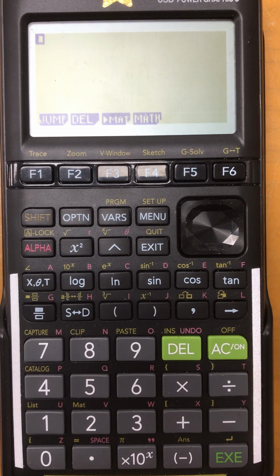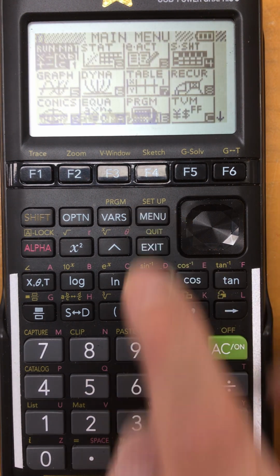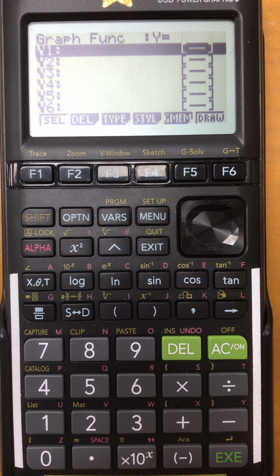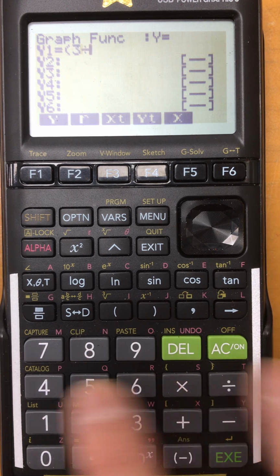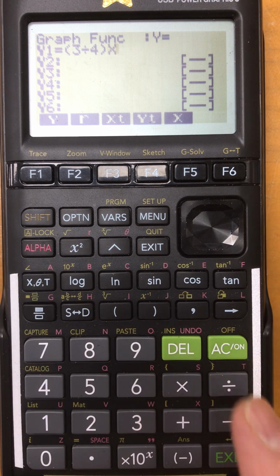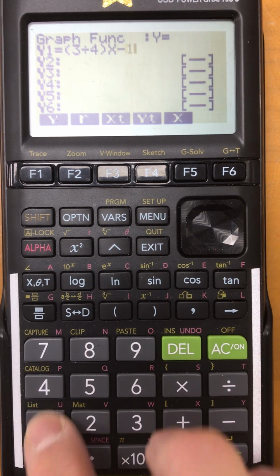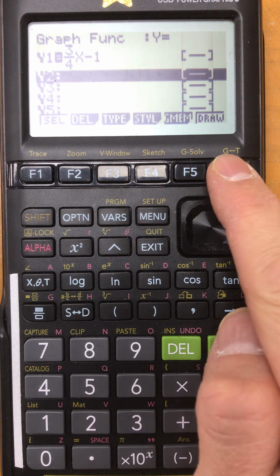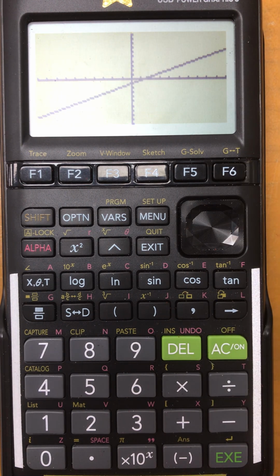Okay, graphing calculator practice. So graph the line y equals 3/4 x minus 1 using a graphing calculator. So go to menu, graph, okay, 3/4 x minus 1. Okay, let's draw it. There it is.